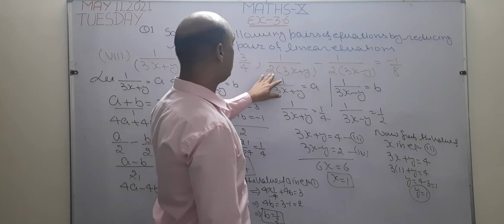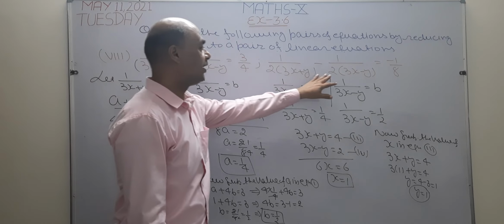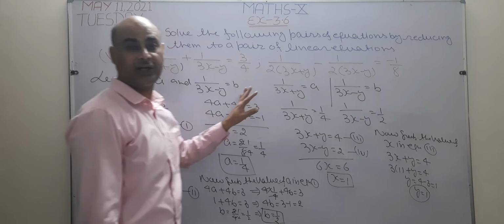First I am going to reduce the given pair to a pair of linear equations. Okay, now see, again the variable lies in the denominator, it means we have to suppose that denominator. Now I am going to check what is common between the first terms of both equations. In the first term of both equations, 1 upon 3x plus y is common. So I am going to suppose this complete term 1 upon 3x plus y as a. Now what is common in the second term? In the second term, 1 upon 3x minus y is common. So I am going to suppose 1 upon 3x minus y as b.